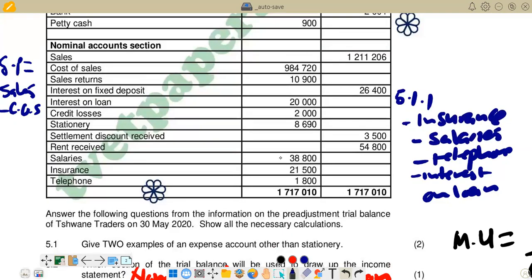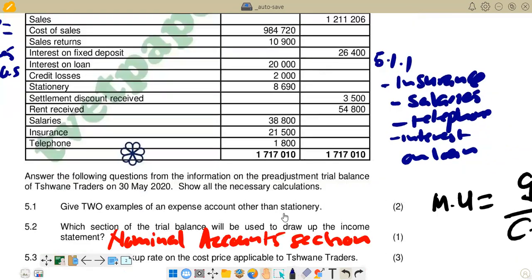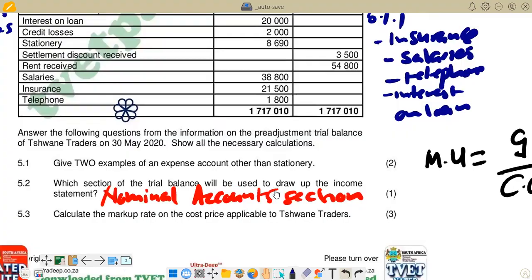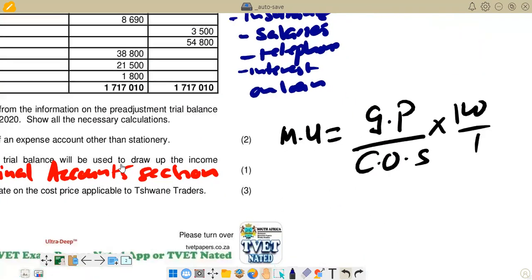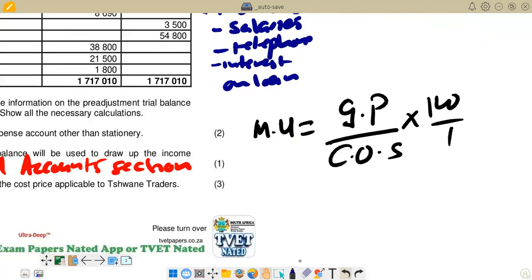This is our numerator. Then our denominator is cost of sales, which is 984,720. So we are just saying 1,211,206 minus 984,720 is our numerator to get our gross profit. Then we divide by cost of sales, which is 984,720. So we can just do that there. So this is now 5.3. We are saying now it is equal to gross profit.